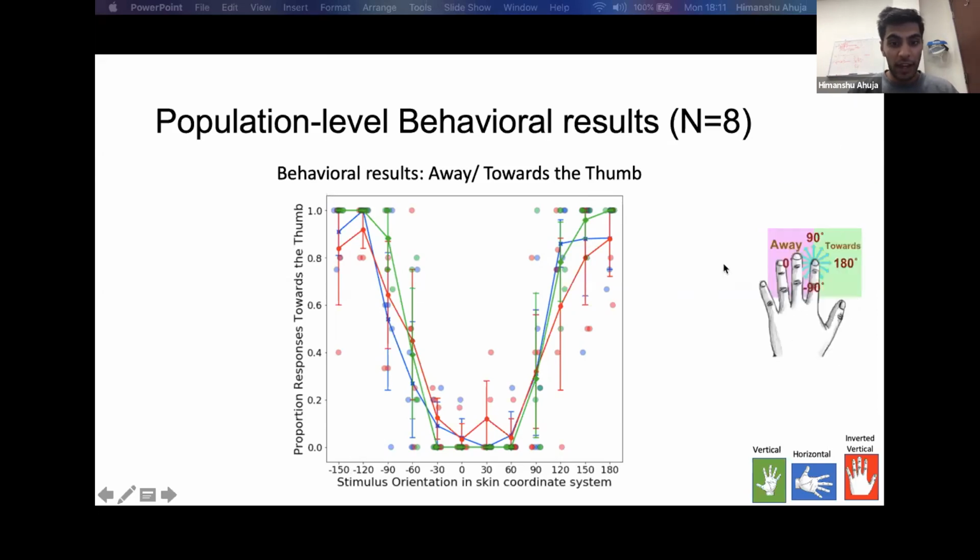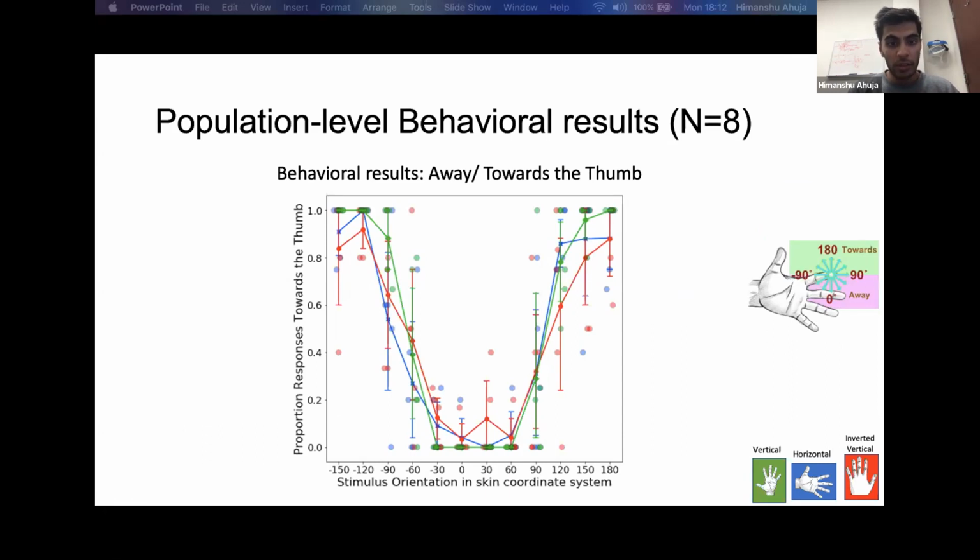Same is the case if I have it in the inverted vertical condition now. That 180 degree is always going to be towards the thumb, and away is always going to be 0 degree, because the motion on the skin is not modulated by the proprioceptive state. We see the same thing in the horizontal case.